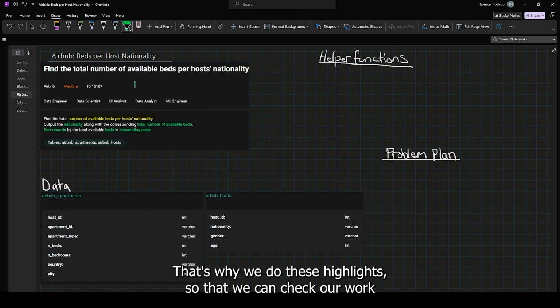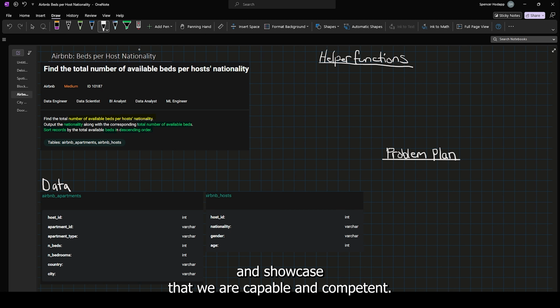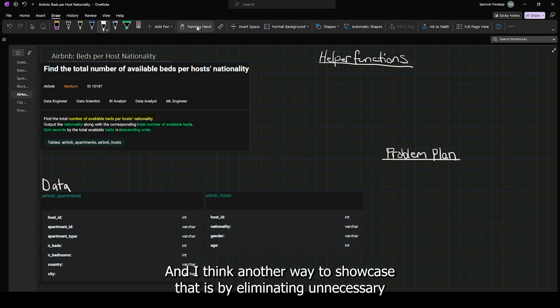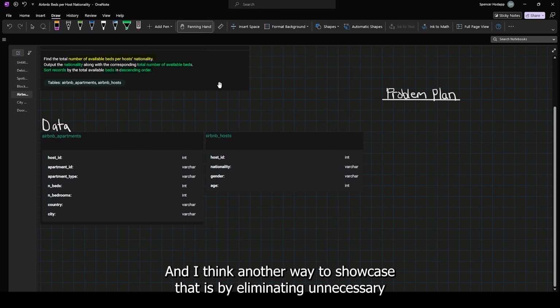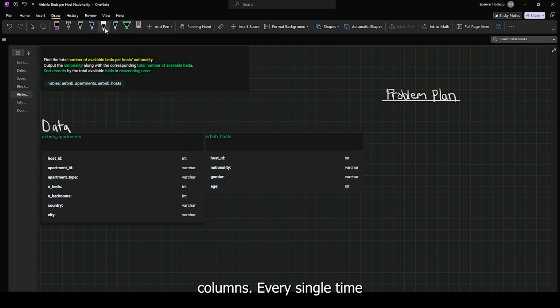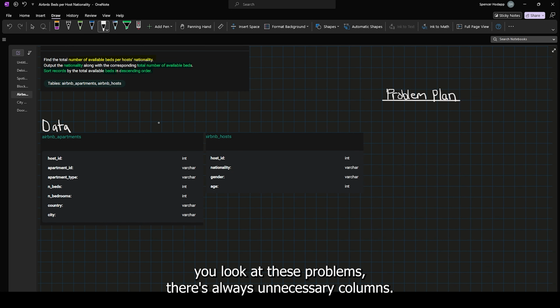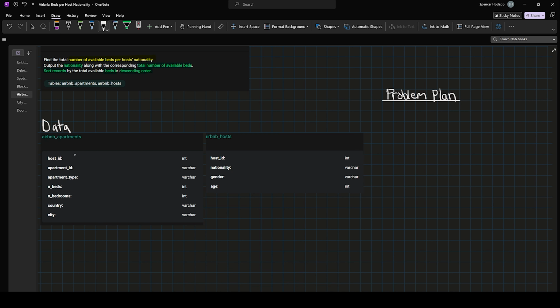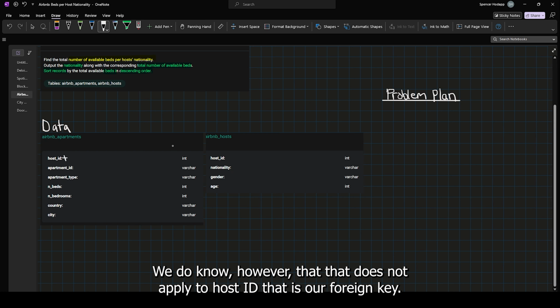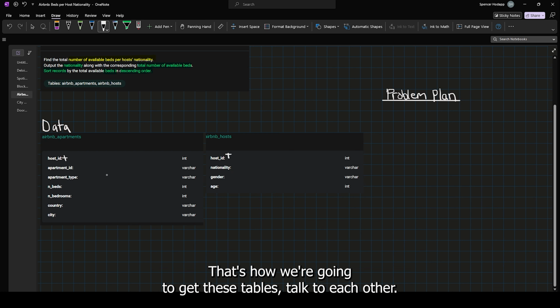That's why we do these highlights so that we can check our work and showcase that we are capable and competent. And I think another way to showcase that is by eliminating unnecessary columns. Every single time you look at these problems, there's always unnecessary columns. We do know, however, that that does not apply to host ID. That is our foreign key. That's how we're going to get these tables to talk to each other.